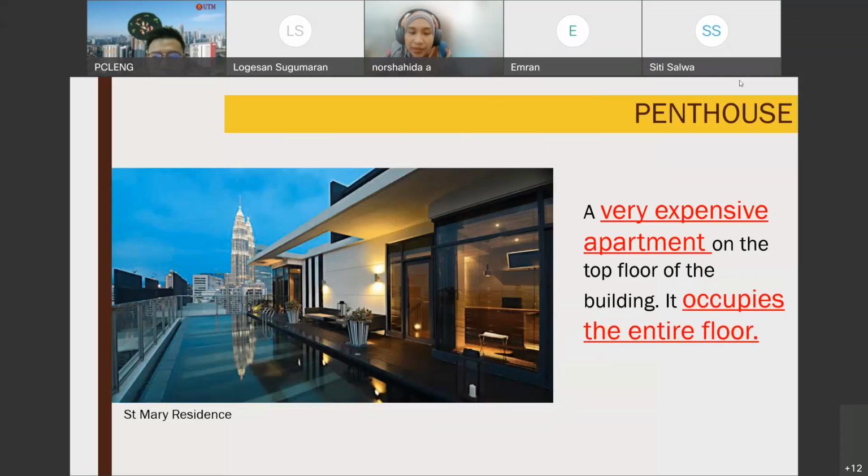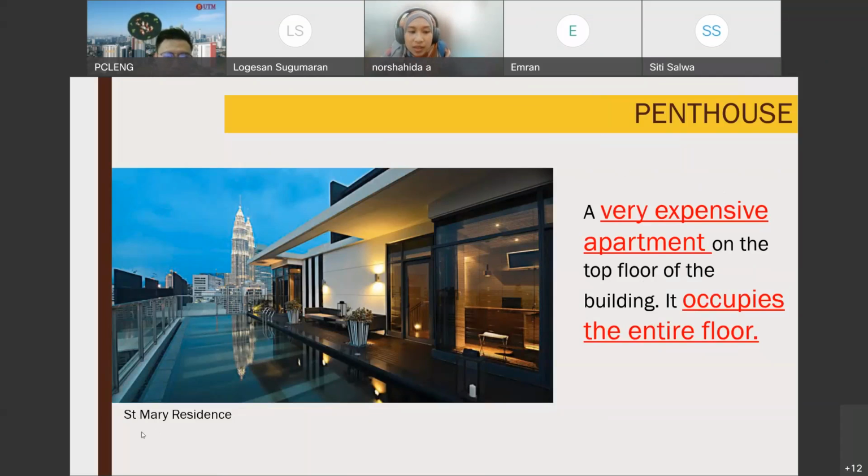Okay, another one is penthouse. Okay, penthouse ni sangat mahal lah, and normally dia akan duduk di yang tingkat paling atas sekali. So it is a very expensive apartment on the top floor of a building, and it occupies the entire floor. Okay, so kalau mungkin dekat floor-floor yang bawah tu adalah 2, 3, 4 unit. Tapi untuk this penthouse, the whole floor tu belongs to one owner. And normally this kind of penthouse dia akan ada dedicated lift dan sebagainya lah.